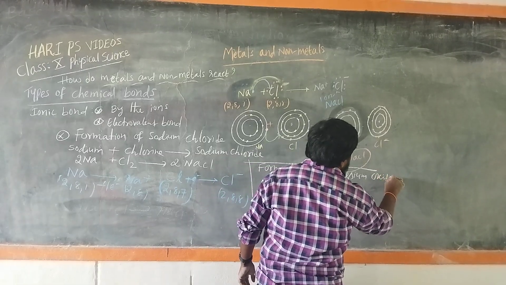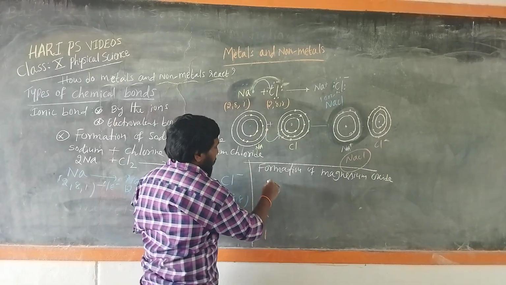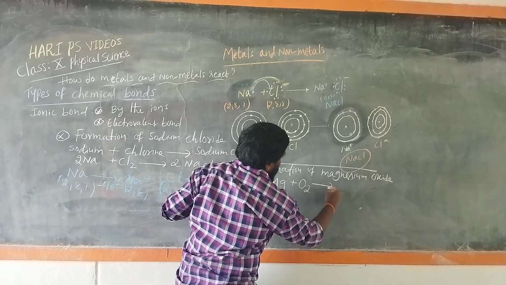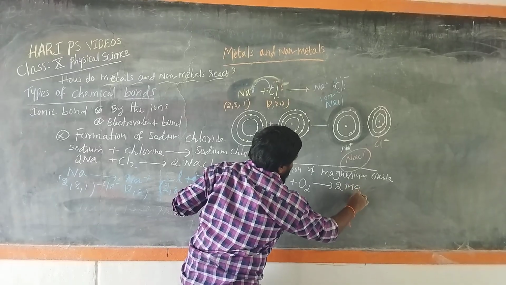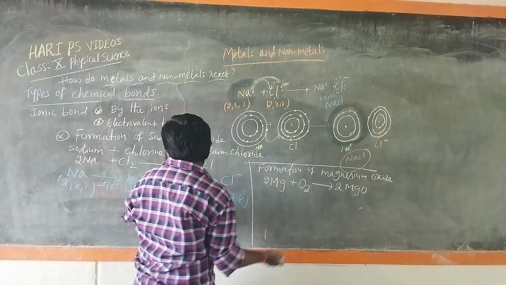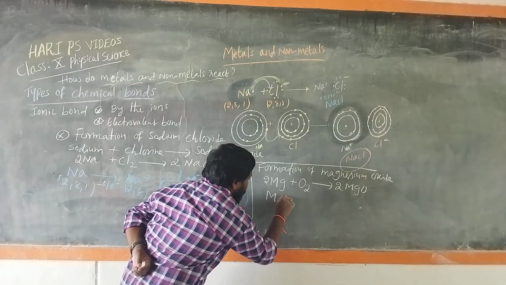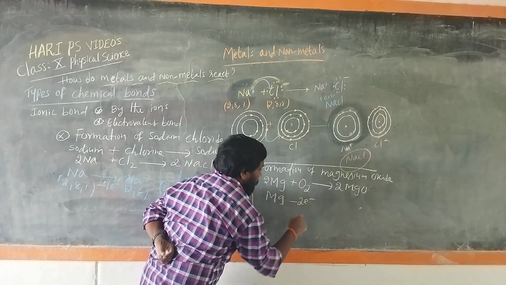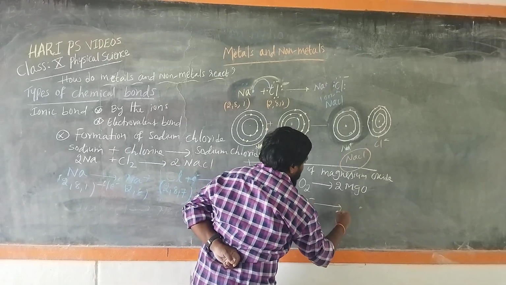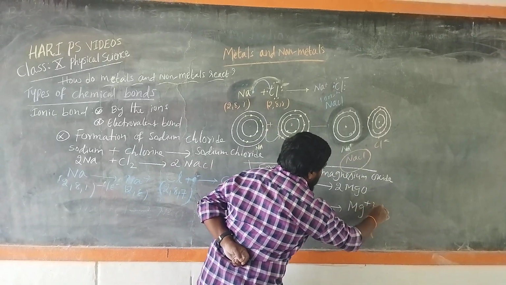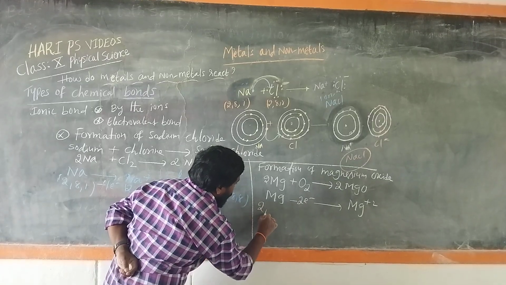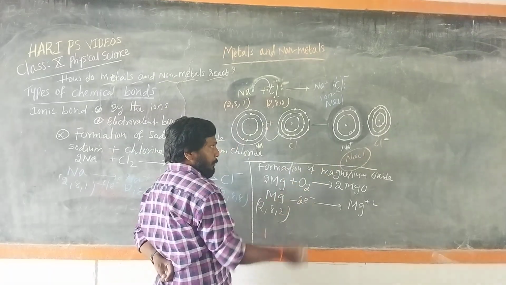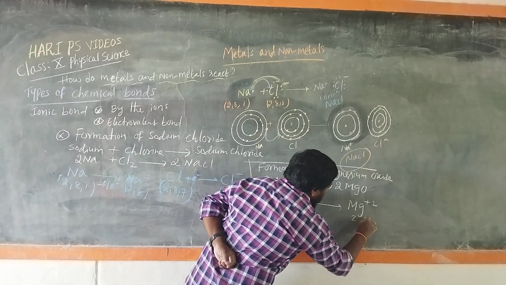So we can write first of all magnesium plus O2 gives 2MgO. Let's write. So first of all, I have magnesium, which then loses 2 electrons and forms Mg 2 plus with configuration 2, 8.